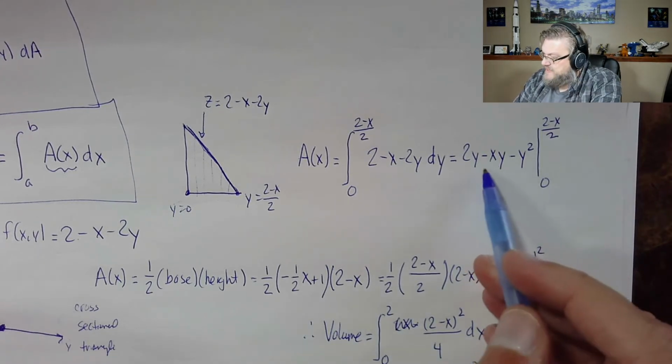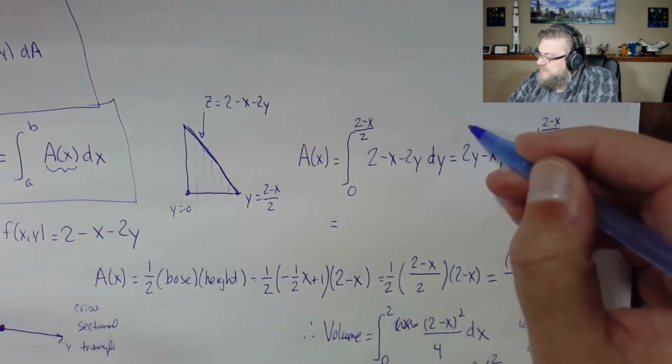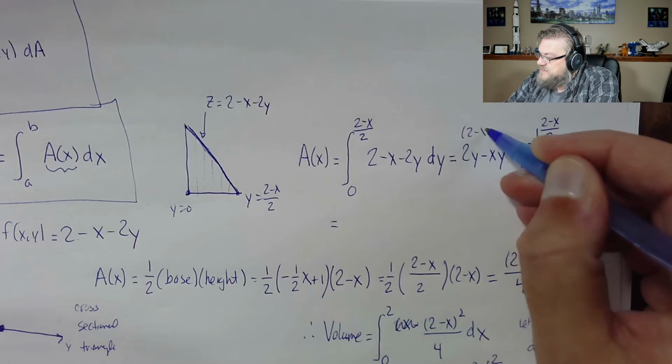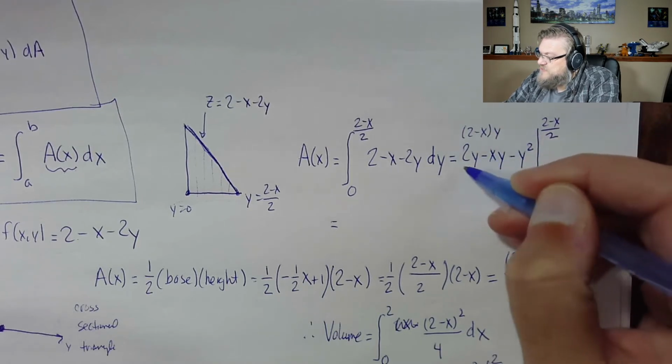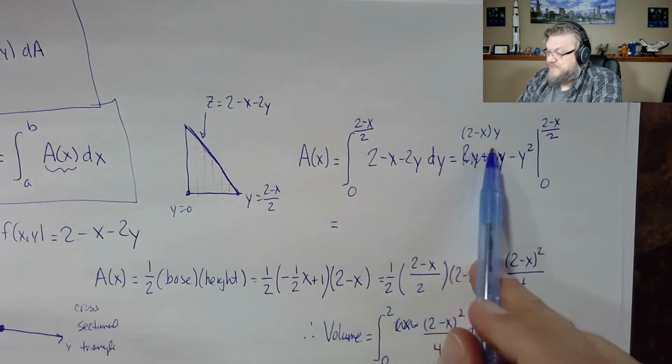So let's see what we got here. Oh, look at this. I can factor out this. Let's simplify this before I do this. I can think of 2y minus xy as 2 minus x times y. Right? I can do that.